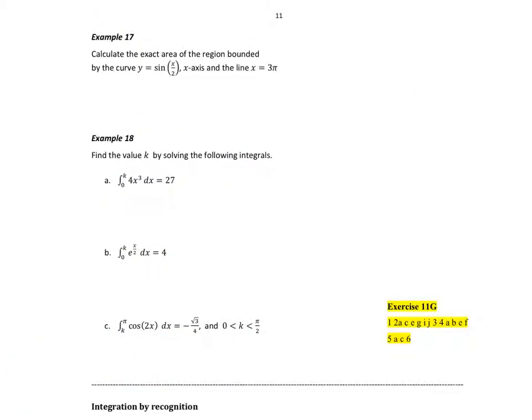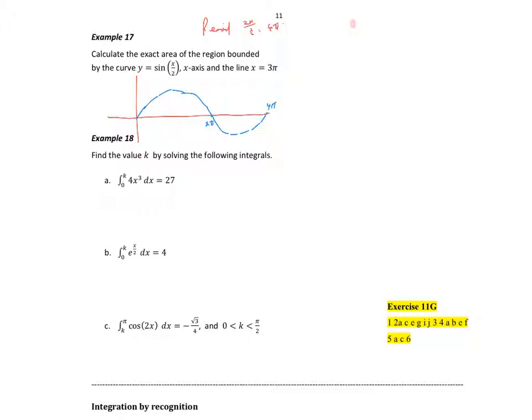Okay, another little application: calculate the exact area of the region bounded by the curve. So as soon as we have to find an area, we're going to do a graph. I'll do the graph in here. Sine x on 2. So what's that? So that means the period is 2 pi over 1/2, which is equal to 4 pi. So if we sketch that graph, it's just the sine graph. So that's 4 pi, that's 2 pi, isn't it?